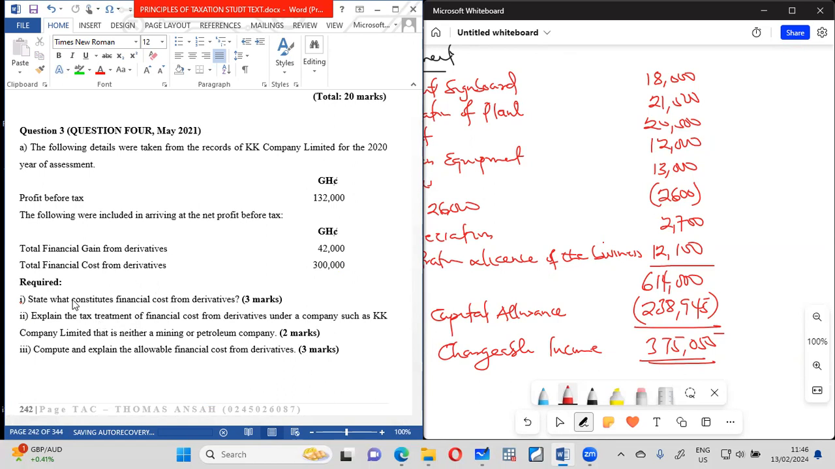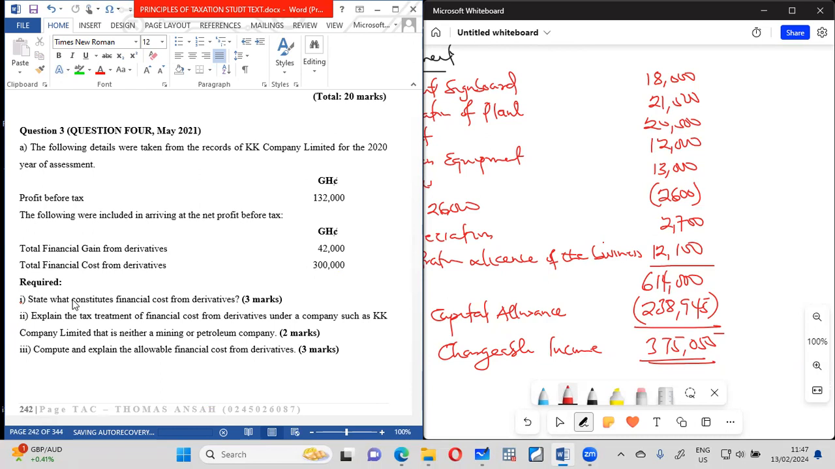First of all, what constitutes finance cost? Finance cost is about derivative in our law. So it's interest and the losses that you get because you have engaged in financial instruments. So that is what finance cost is. And the losses are deductible. The finance costs are deductible. So that is that.